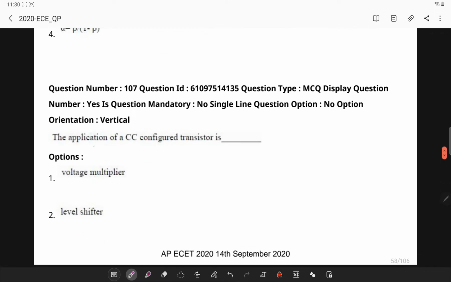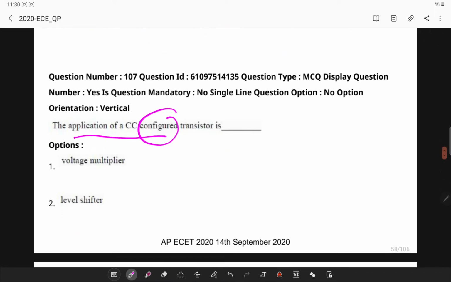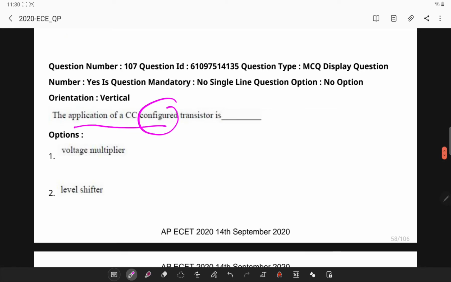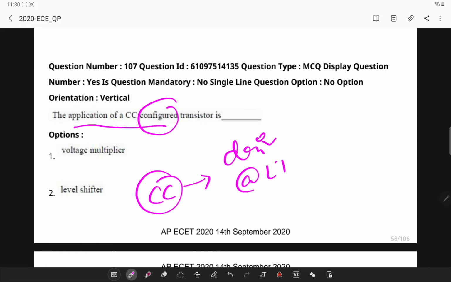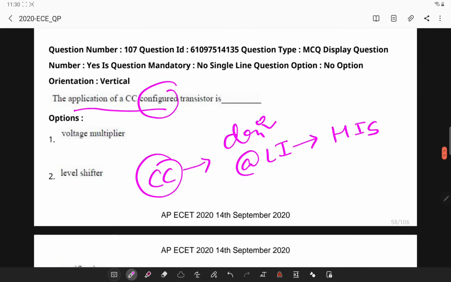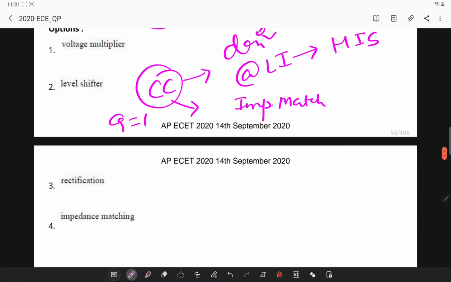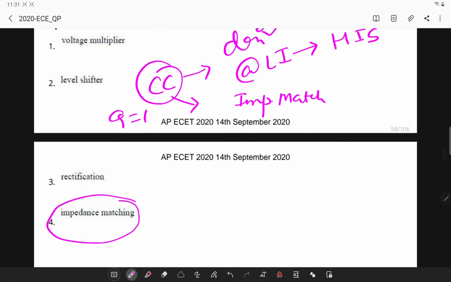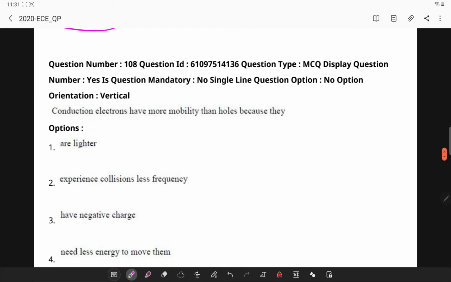Next, the application of a CC configuration. This question has been repeated almost 4 times. So the CC transistor configuration is used to drive a low impedance from a high impedance source. So CC configuration is basically used in impedance matching. Remember, it is not used in amplification because the gain is simply near to 1. So remember, it is basically used in impedance matching techniques.